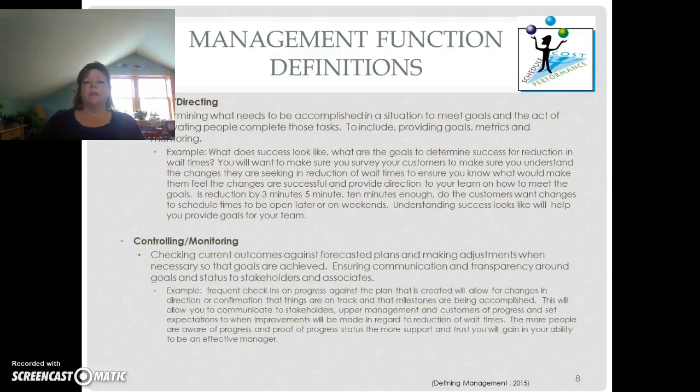Controlling and monitoring. This is probably even more critical than all the rest once you have it established. Checking in frequently, making sure the outcomes that you're expecting against the forecasted plan is working. And then if it's not, how do you make necessary adjustments to ensure that the goals are achieved? It's critical to ensure that there's communication and transparency around the goals with the stakeholders and associates, and that you have the opportunity to check in often.